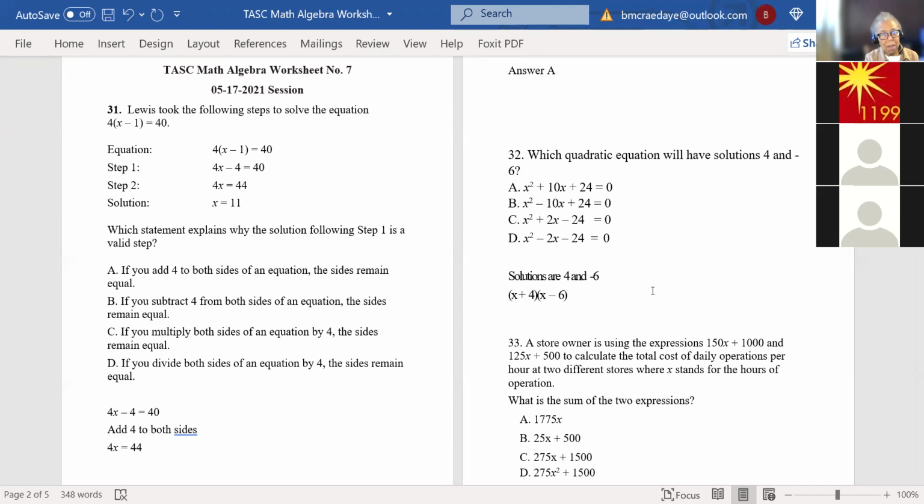A minus. So if it's a minus, then it can't be A or B, right? Remember, the numbers multiply to give you the constant. They add to give you the coefficient of the x. So a plus 4 times a -6 gives you a -24. So it cannot be A or B. So Maureen, is it C or D?